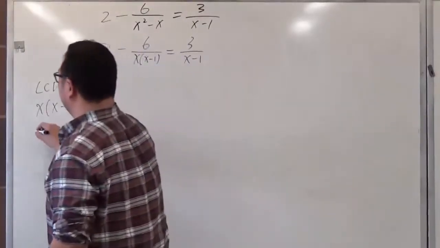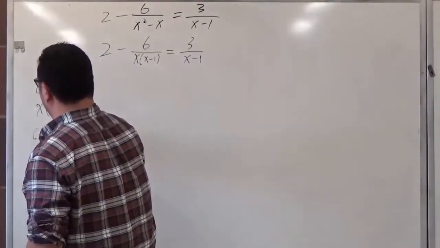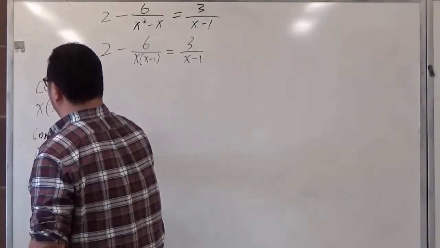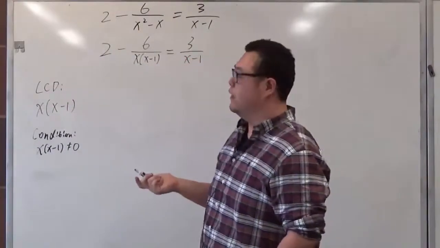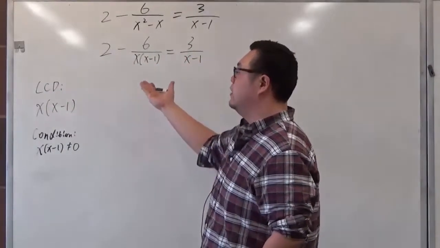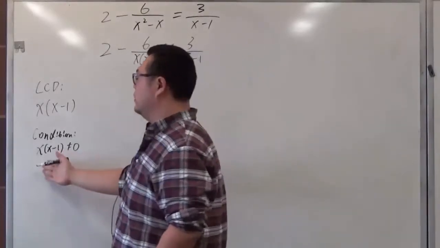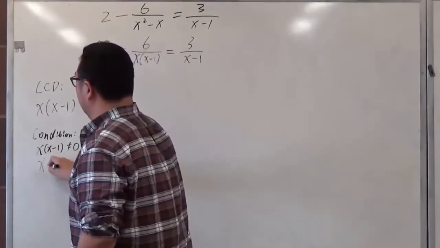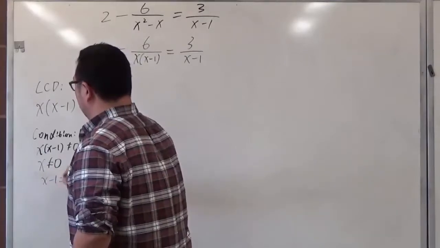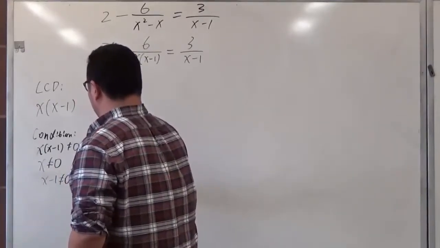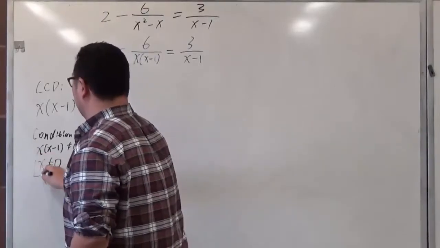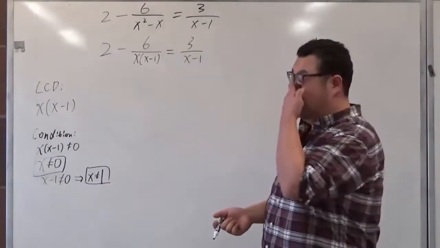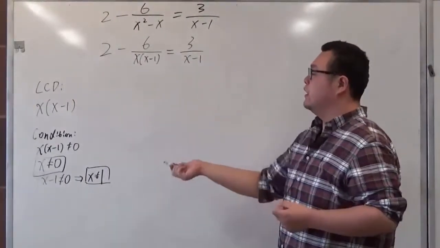Again, we have a condition to worry about, which is that our denominator, whatever it is, shouldn't equal 0. If the denominator equals 0, then our fraction doesn't hold. In order to make it hold, our denominator shouldn't equal 0. So x can't be 0, and x cannot be 1. That's the condition.